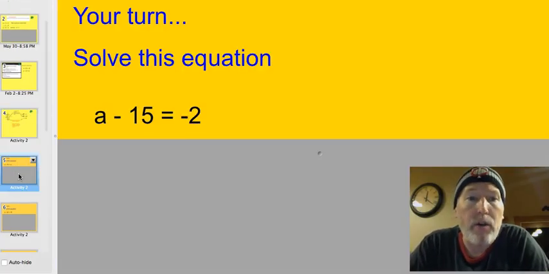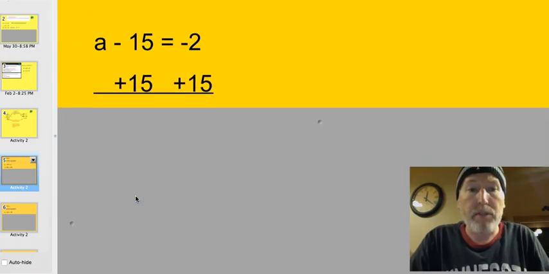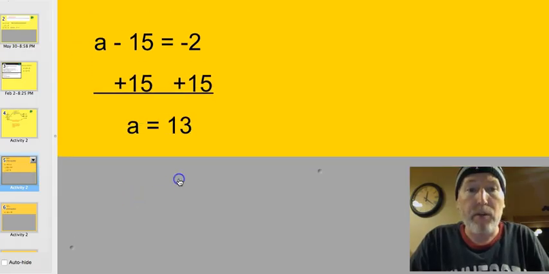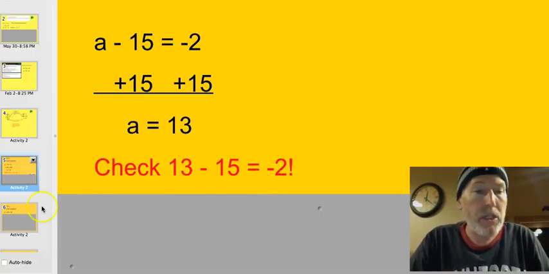Let's get rocking here. Go ahead and solve this subtraction equation. Go ahead and pause the video. Okay, let's see how you did. Did you add 15 to both sides? Good, that would isolate the variable. Gets you down to 13. Pop it in. So 13 minus 15, negative 2. Nice work. Let's try another one.